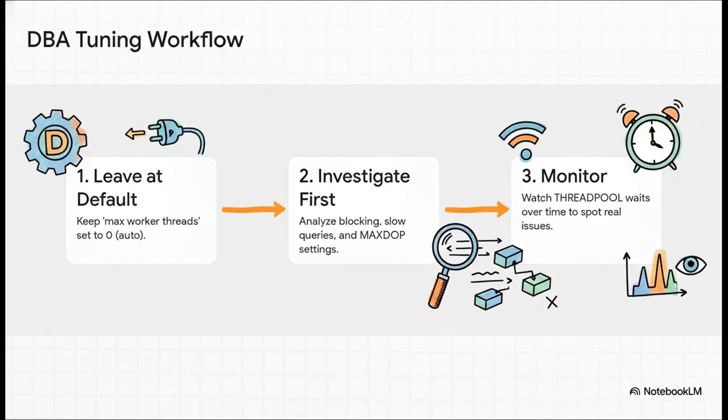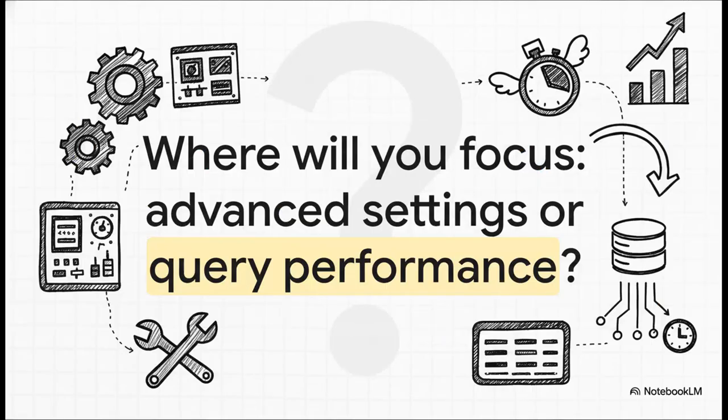Step 1, leave max worker threads at its default. Just let it be. Step 2, put on your detective hat. Investigate blocking, find those long-running queries, and check your parallelism settings. And step 3, monitor. Keep an eye on those thread pool waits to see if your fixes are actually working. You see, understanding the why behind SQLOS and cooperative scheduling, it's more than just interesting trivia. It fundamentally changes how you should think about performance tuning.